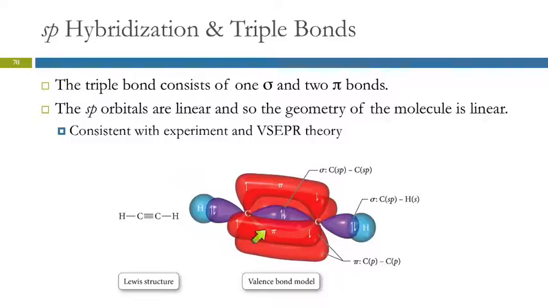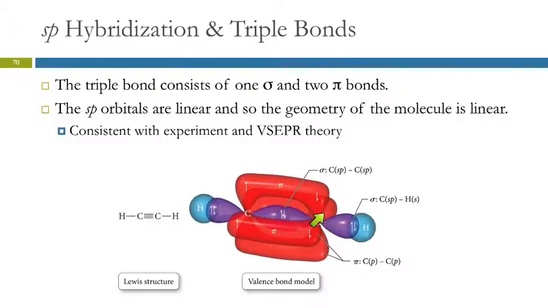And that ends up looking like this. So here's the carbon with its sp orbitals, one on each side. One overlaps with hydrogen. The other overlaps with the sp orbital on this carbon. They make a sigma bond, end-to-end overlap. And this carbon is overlapping with hydrogen, making another sigma bond.